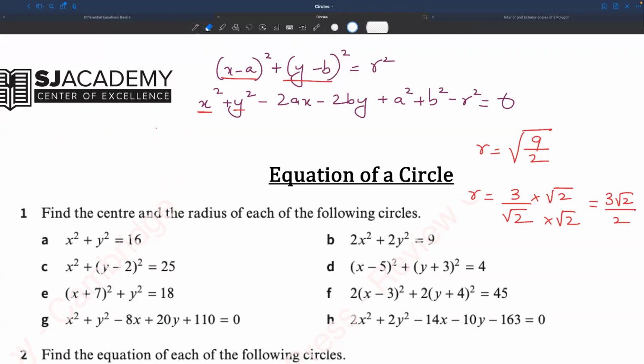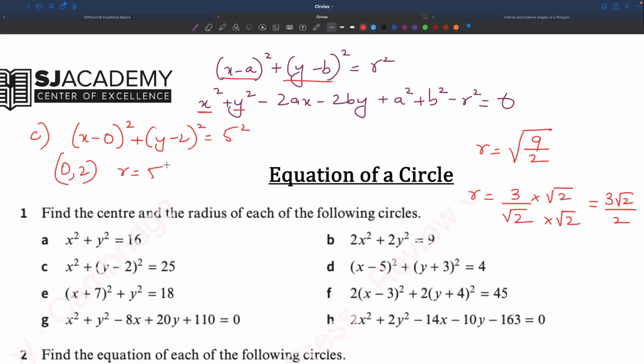Okay, part C. In part C, I can write it as x minus 0 whole squared plus y minus 2 whole squared equals 5 squared. So the center I get is 0 and 2, right, and the radius is 5. Coefficients are 1. Where is the coefficient 1, beta? The coefficient of x square and y square, they are 1.